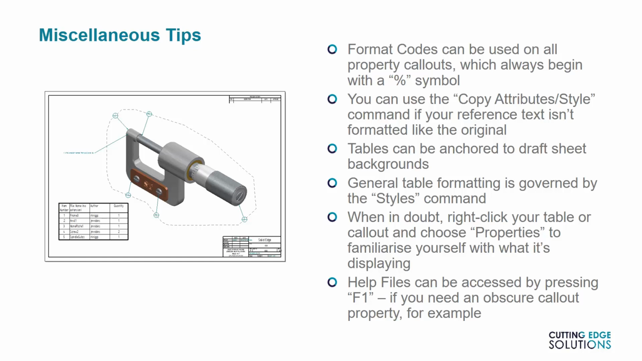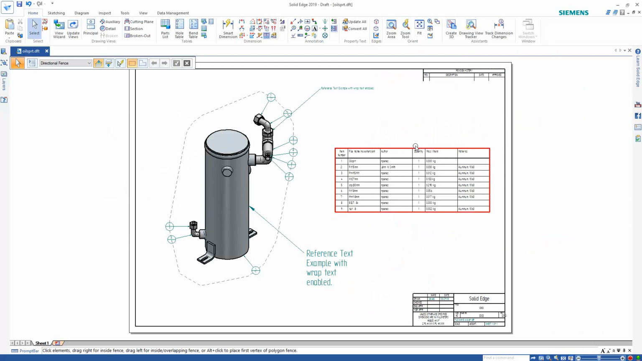Finally, if you ever need help, say if you're referencing a really obscure property, then the online help files can be accessed by pressing F1. If you don't have internet access, your CAD administrator might want to install the offline help library. Let's show you these little tips in action.